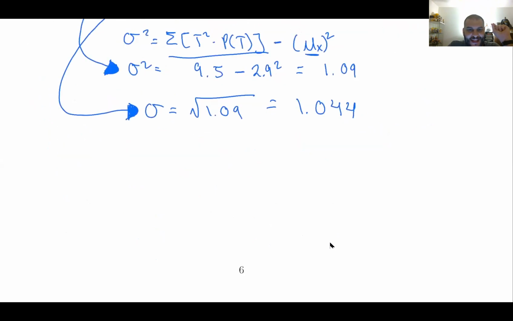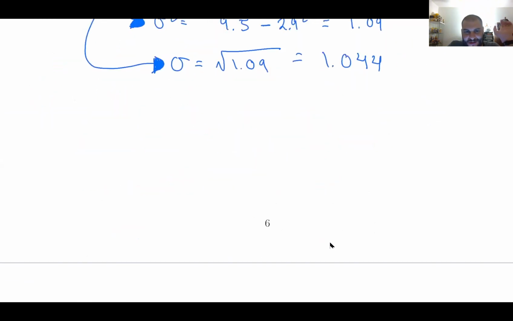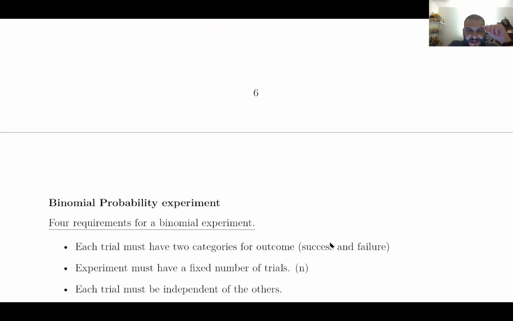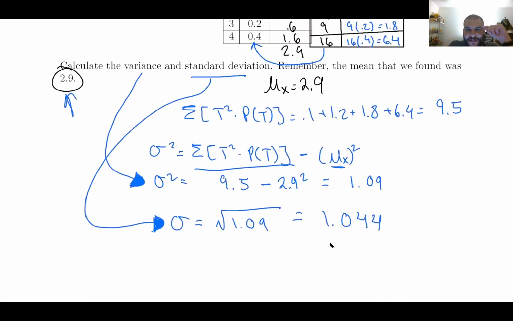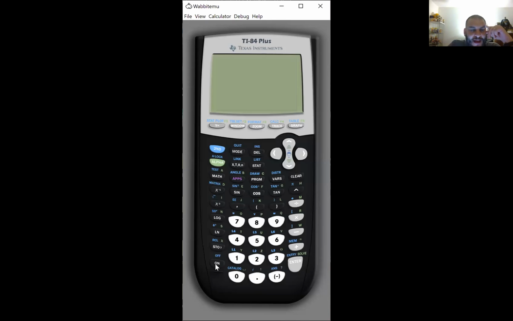All right, so let's scroll down. All right. So before I show you how to do binomial distribution, I'm going to show you how to double check your answer for this one on your calculator. So let's go to your calculator. Let's go to TI-84 and turn it on.